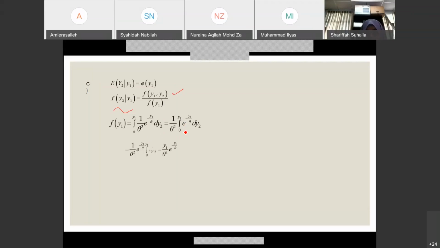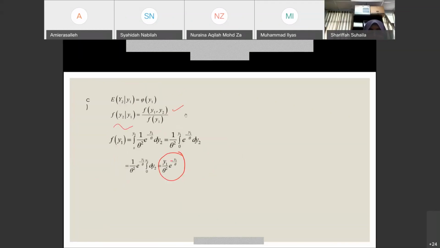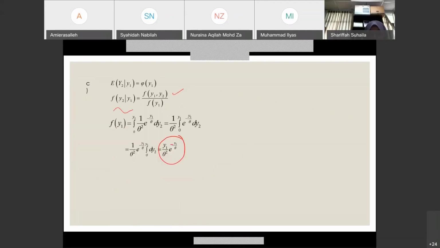Okay, so selesaikan dia punya integration dia, you get this one. Okay, you have y1 over theta square, exponential negatif ya kat depan ni. Dia ada negatif ni. Tak nampak dia sebab dah sekali dengan tu. So negatif y1 over theta. Okay, semua ni dah ada negatif ya sebab saya punya tu kempau. Oh, besar pula. Okay, nampak ya? Okay. So that is your fy1.